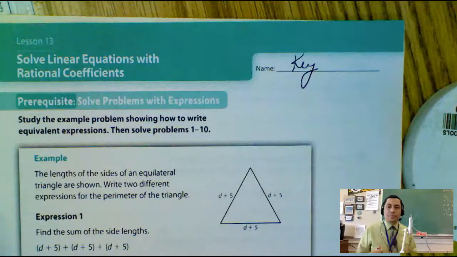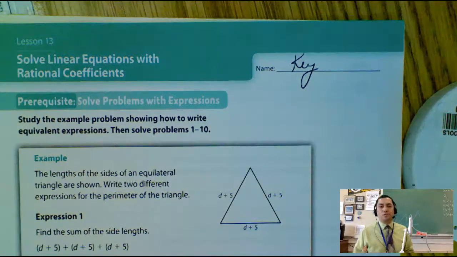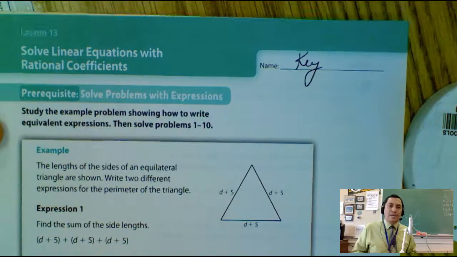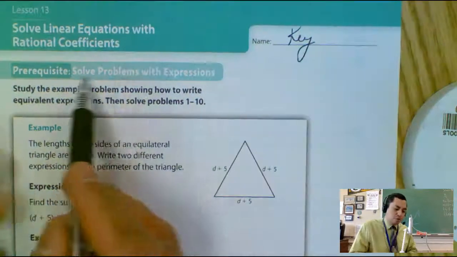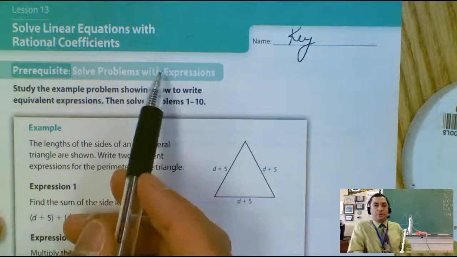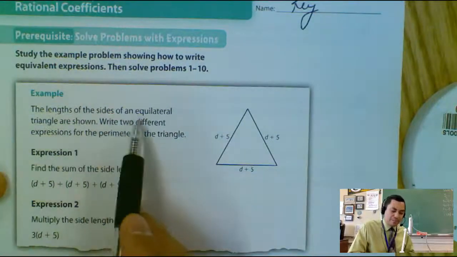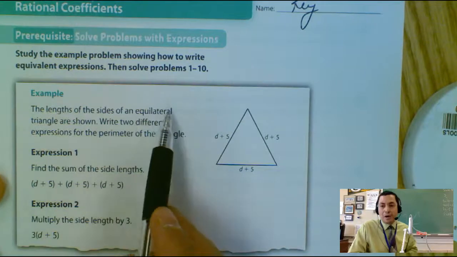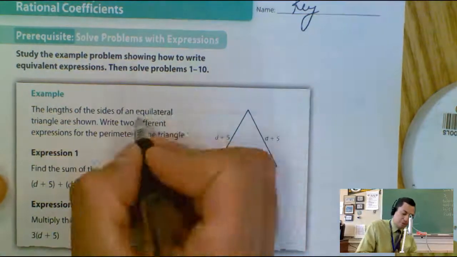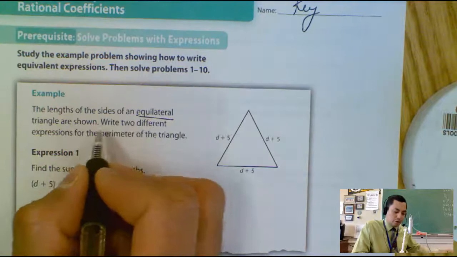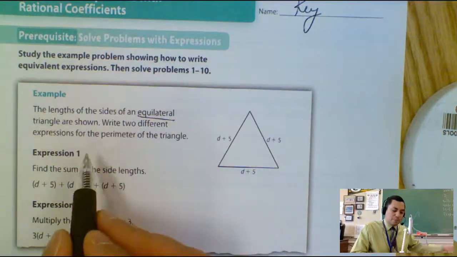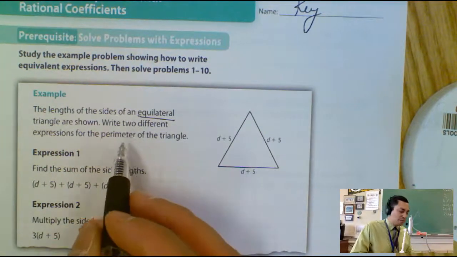Lesson 13, solve linear equations with rational coefficients. In this case, remember that the prerequisite is to solve problems with expressions. So we are going to study the example. For example, the length of each side of the equilateral triangle are shown. Write two different expressions for the perimeter of the triangle.